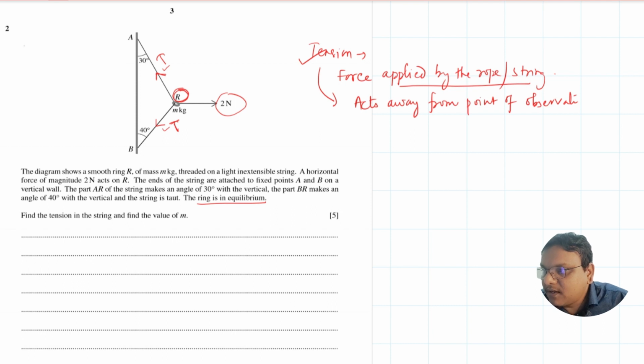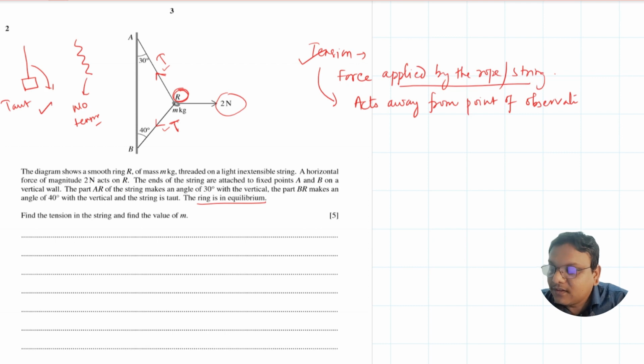Make a note: for example, if a string is held tight, or we can say taut, definitely there will be some tension. If there is slack in the rope like this, that means there is no tension. Do you understand what I'm trying to say? So a taut rope might have tension, but a slack rope doesn't have any tension. Okay, now how to solve this?